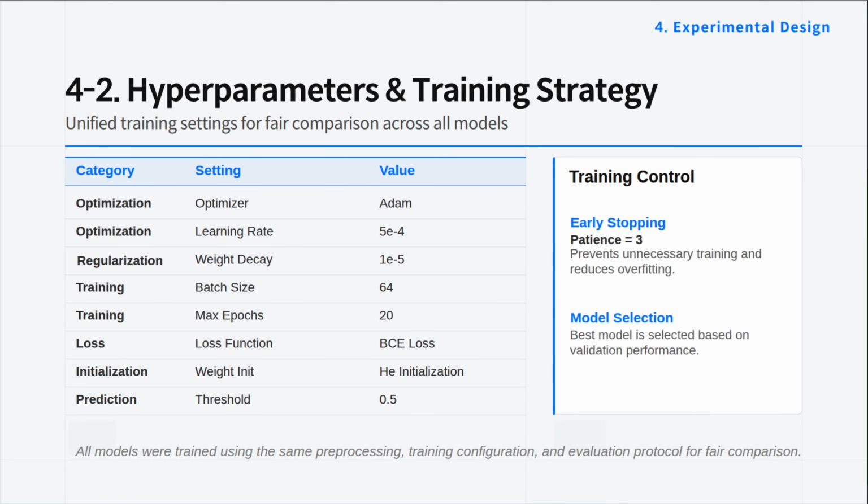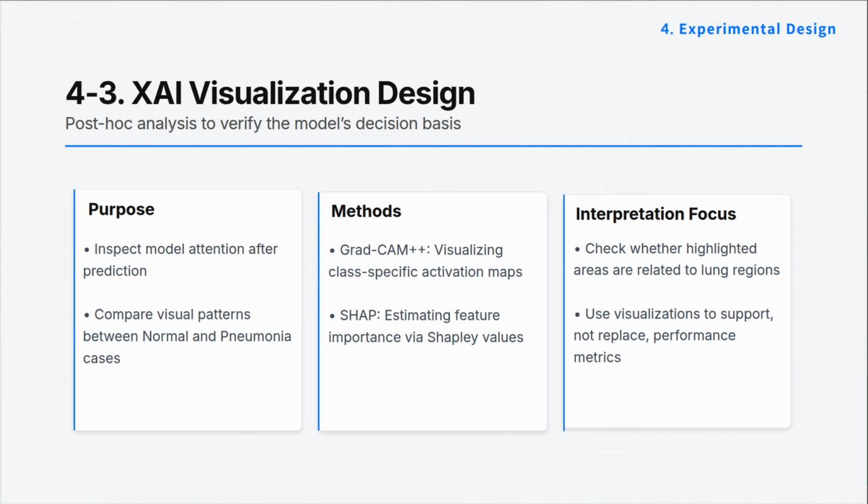Next is the training setup. We use the Adam optimizer with a learning rate of 0.0005. Binary cross entropy was used as the loss function. We also applied early stopping to stabilize training. Next is the XAI design. In medical AI, explainability is very important. We use Grad-CAM++ and SHAP for XAI analysis. Grad-CAM++ visualizes attention regions using heat maps, while SHAP explains feature contribution.